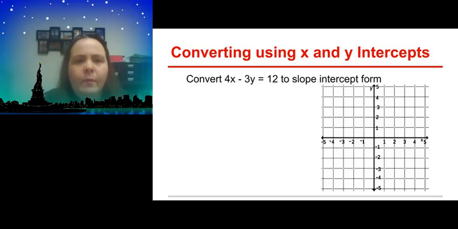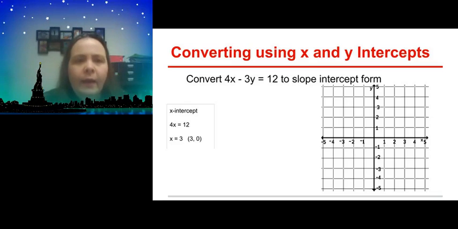If you will remember when we found x and y-intercepts, and if you're a little bit rusty on that, you may want to go review that video. In that video, we talked about that when we want to find the x-intercept, we have to let y equal 0. So when we do that, the minus 3y drops out of the equation, and we just have 4x equals 12. Then we divide both sides by 4, and we get x equals 3, which tells us that our x-intercept is at the point 3, 0.